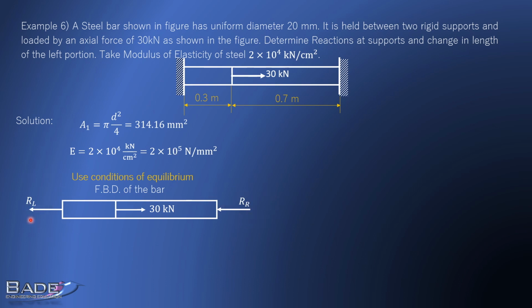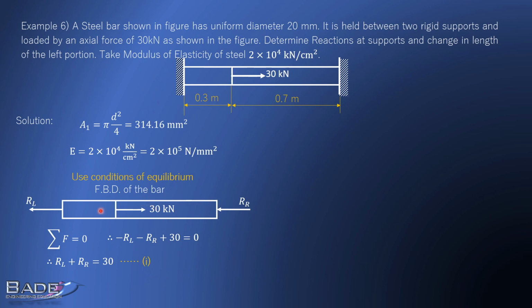Now since it is a collinear system of forces, we can create only one equation. So let's write the equation. Sigma F is equal to 0, and that is minus RL because it is leftwards, minus RR because it is leftwards, and plus 30 kilonewton, it is a positive rightward force. And this is the equation, equation number 1. There are two unknowns. That's why I have labeled the equation.